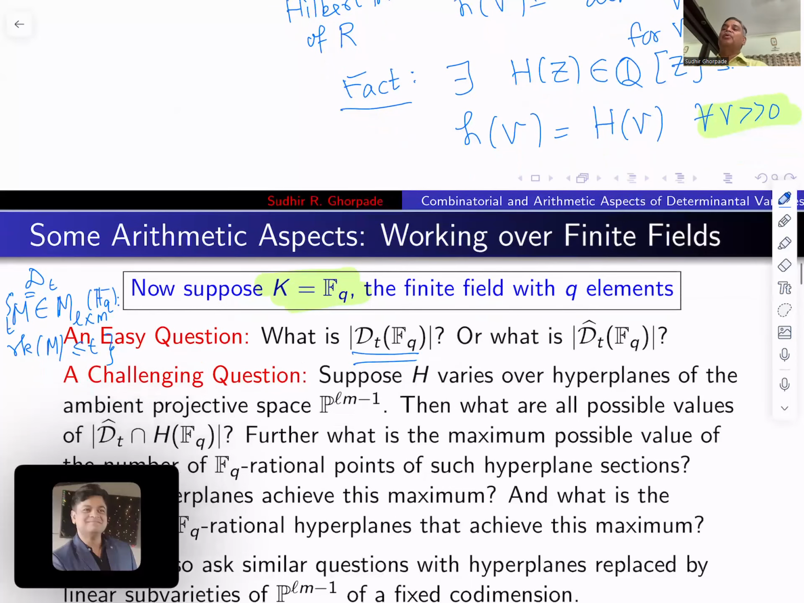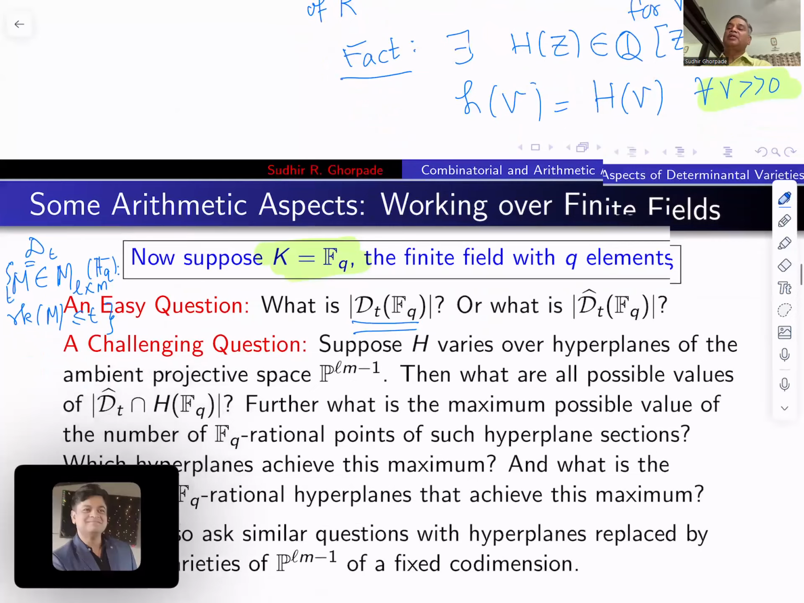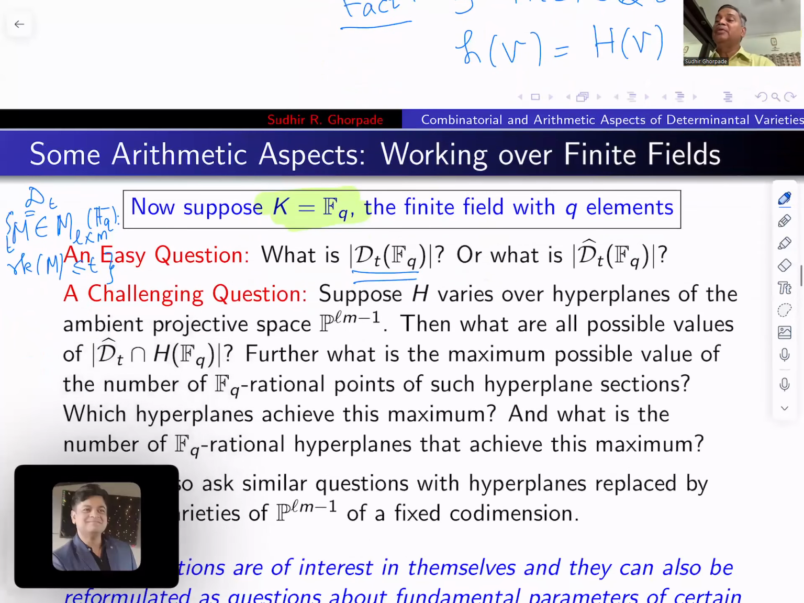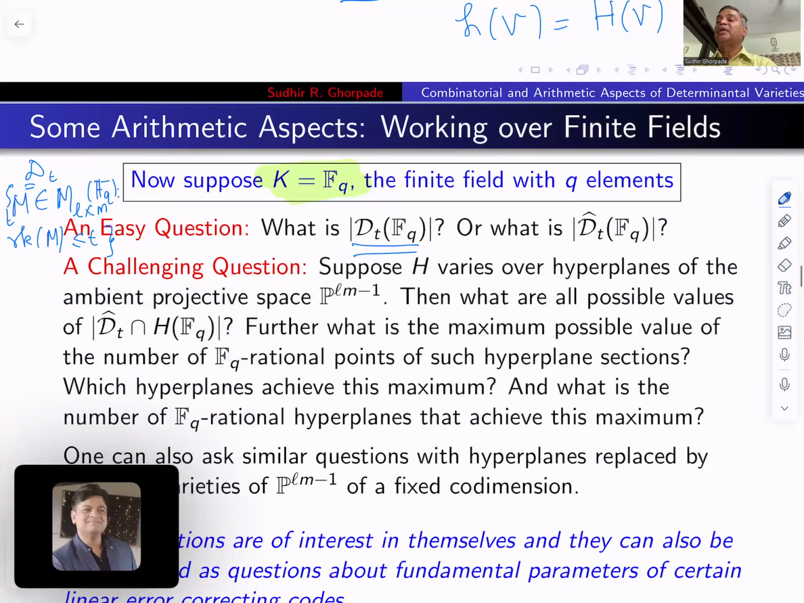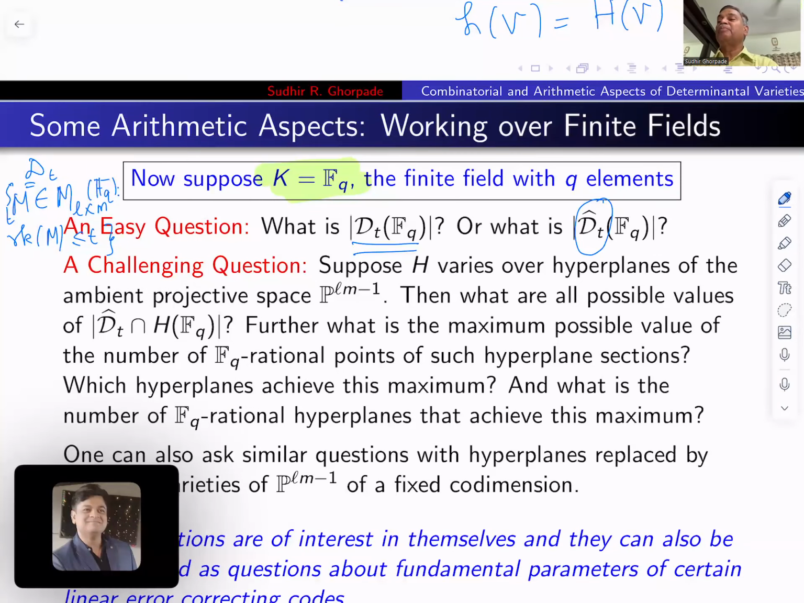If you like a little more challenging question, here is one. This D-hat_t here sits inside projective space of dimension Lm minus 1. And now suppose I take a hyperplane in this projective space, and I cut my D-hat_t by this hyperplane.